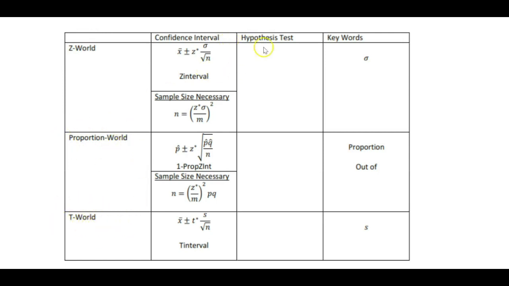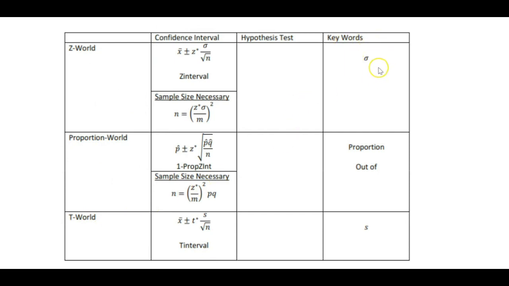Now, when we get into hypothesis testing we'll talk more about this, but a confidence interval problem always says "confidence interval" somewhere. It has to. So far, every problem that you have done has said confidence interval somewhere. Now, the difference between what I call the Z world, the proportion world, and the T world is this.